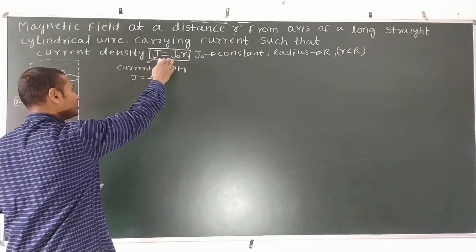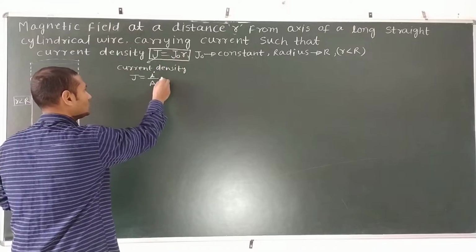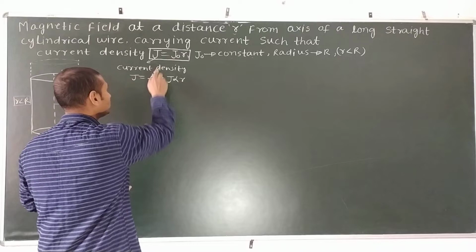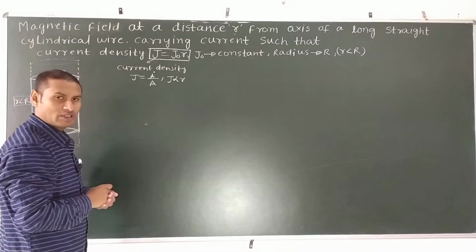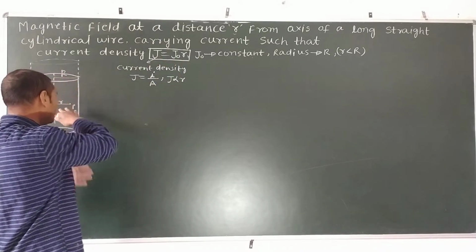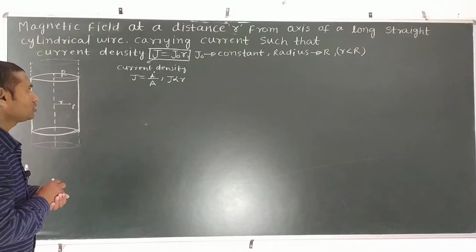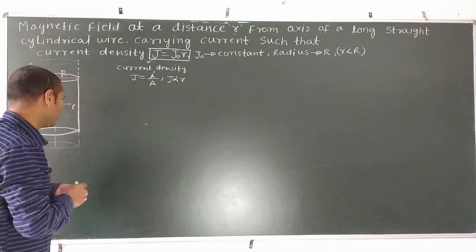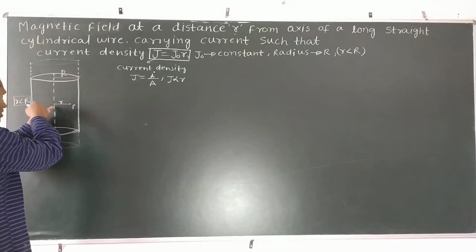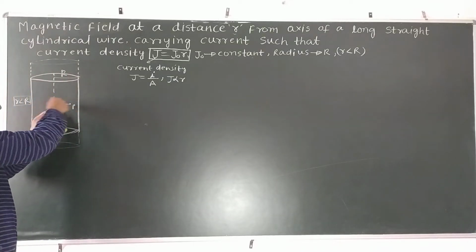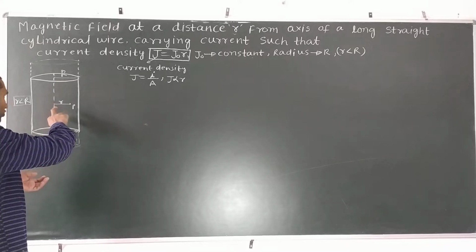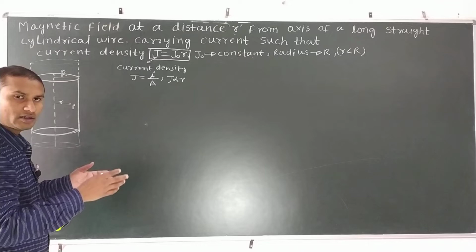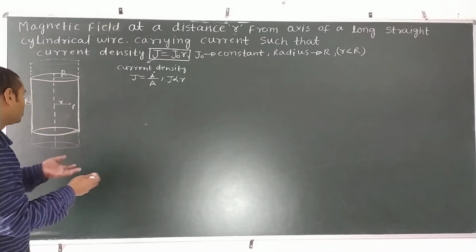Here the current density varies with r, meaning J is directly proportional to r, since J naught is constant. This means the current is not present in a uniform way, but directly proportional to r. As you increase or decrease the value of r, the current density, and hence the current, will increase or decrease.